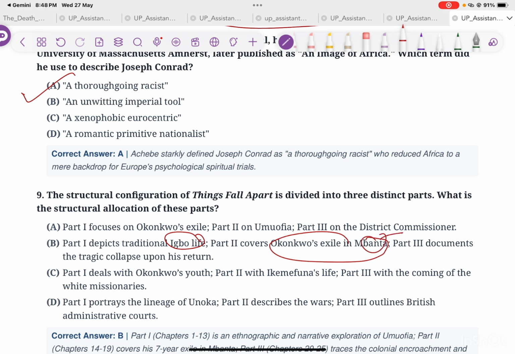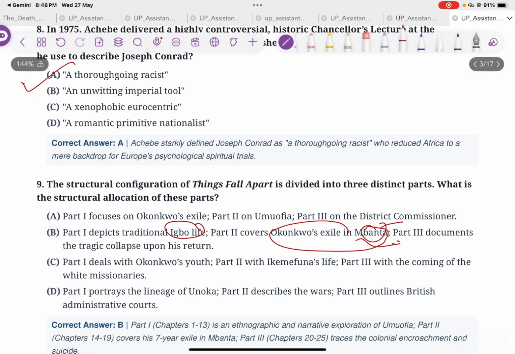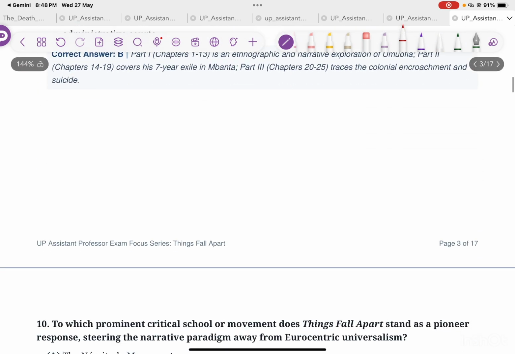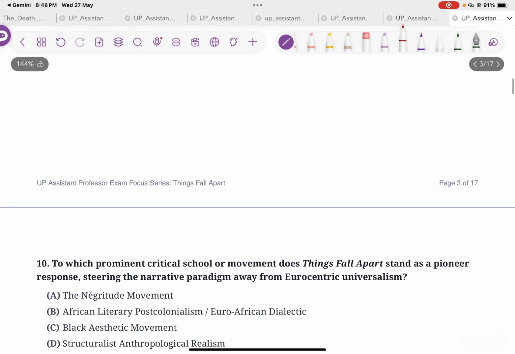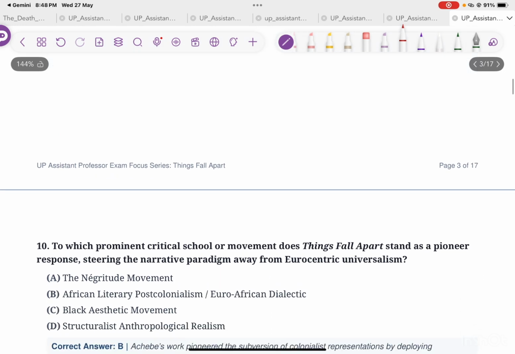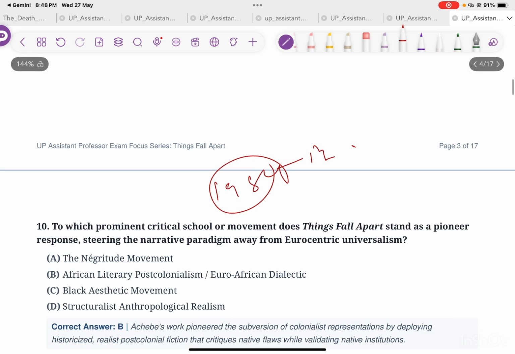Abame is another village, like Nani ka ghar, is what I would say. Then part three documents the tragic collapse upon his return. So it depicts the imperialism or colonialism of African culture by European nations. In 1884, there was the Berlin Conference, and they decided who would rule which country of Africa in Europe, like Italy, Belgium, England, France, everyone.